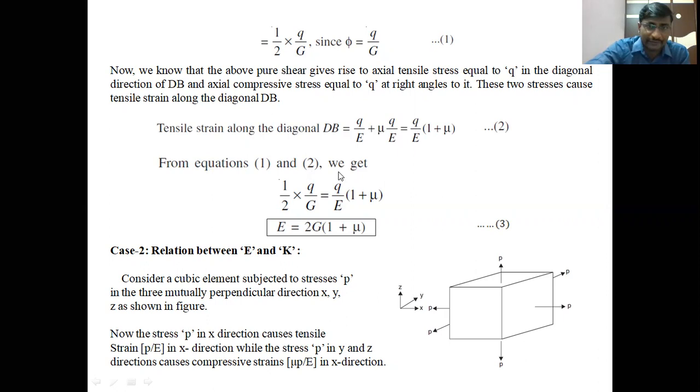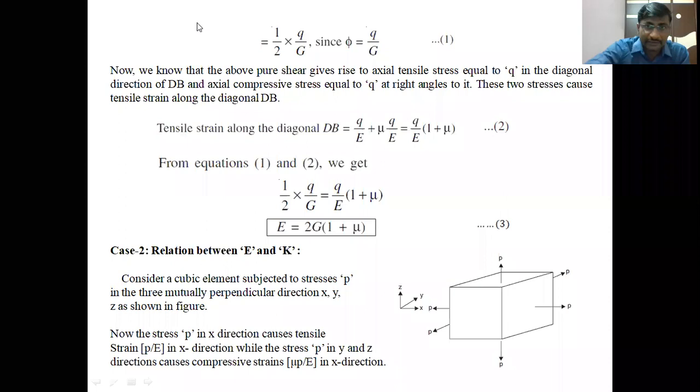From these two equations, half into Q by G is equal to Q by E into 1 plus mu. Here Q cancels, E taken to the left-hand side into the numerator, and 2G into the right-hand side numerator. So E is equal to 2G into 1 plus mu, which is the relation between the Young's modulus and rigidity modulus.